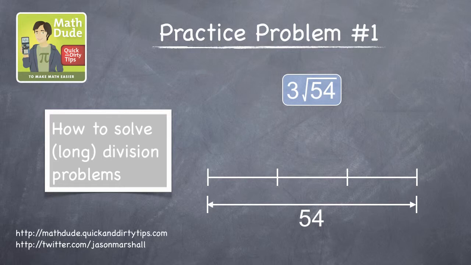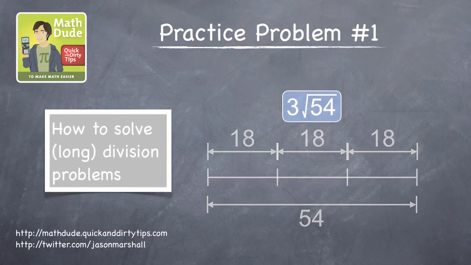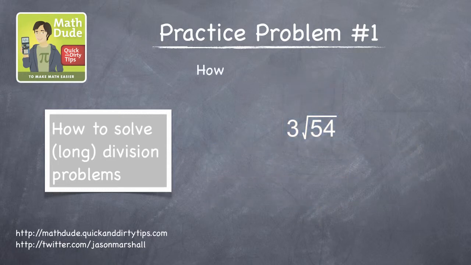Then, the question is, how long are those pieces? In this case, they're each 18 meters long. That's the answer to the problem. But let's see how to find that out. Okay, long division. Here's the algorithm.